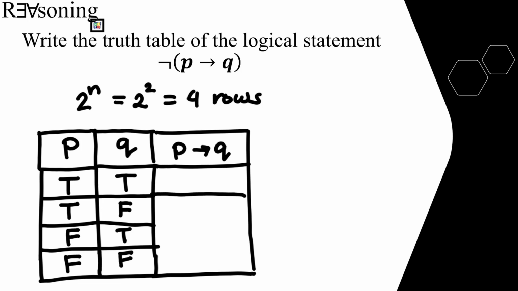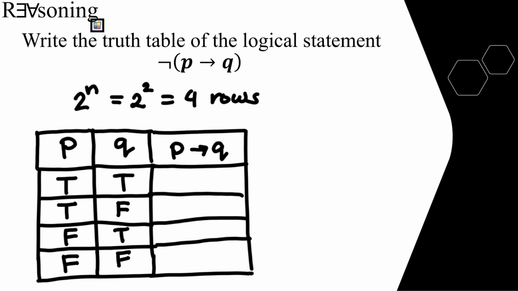So we have 4 rows as identified. Here are the possibilities for the truth table of a conditional statement. Number 1, the conditional statement is true if both propositions P and Q are true. And number 2, regardless of the truth value of Q, the conclusion of our conditional statement, as long as the hypothesis or the P proposition is false, automatically the entire conditional statement is true.